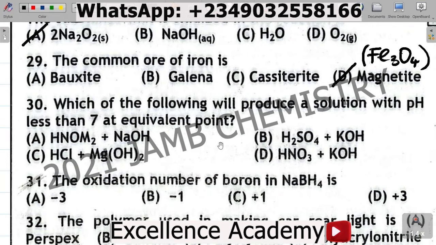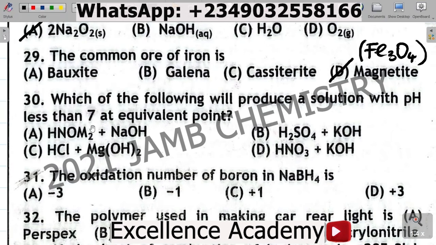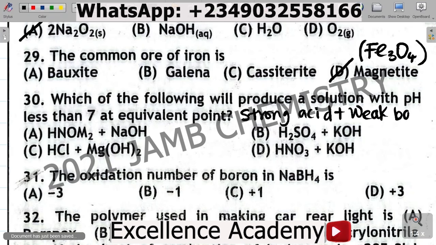Now, finally, question 30. 30 says, which of the following will produce a solution with pH less than 7 at equivalence point? You have options A, B, C, and D. Now, for this question, you want to note something. For you to have a pH less than 7, you must have a combination of a strong acid combining with a weak base. All right. When you combine a strong acid and a weak base, the pH would be less than 7.